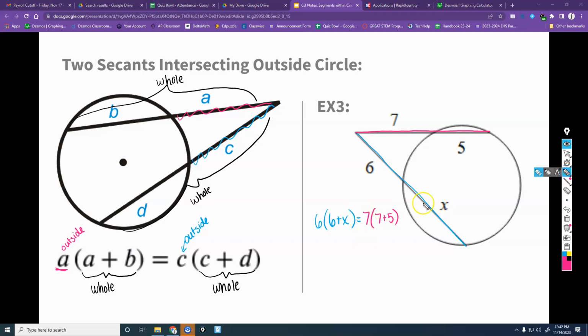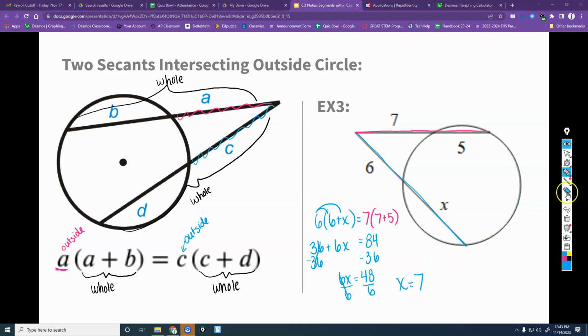So if I do 7 times 7 plus 5, I'm going to get 84 right there. You can just type that into your calculator, or 7 times 12 is 84. I'm going to distribute right here, so I'll get 36 plus 6x. And then I need to get the x by itself, so I will subtract my 36. So 6x is, I think it's 48. Does that seem right? And divide by 6.